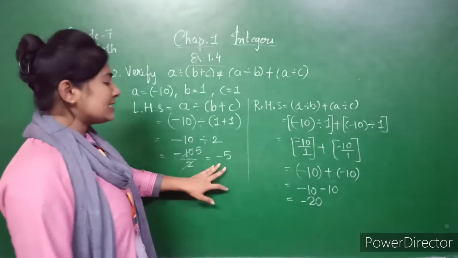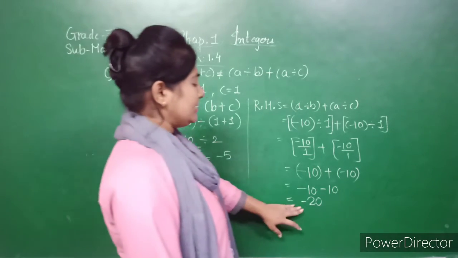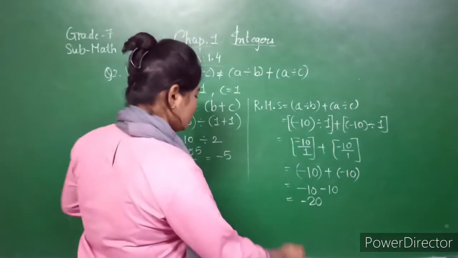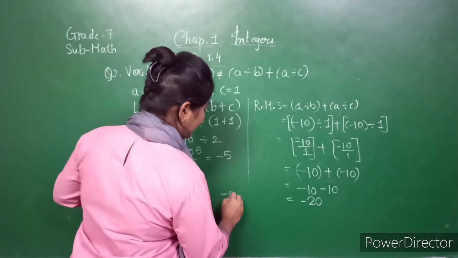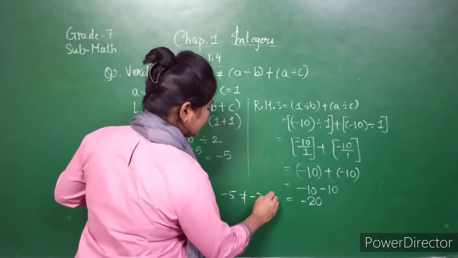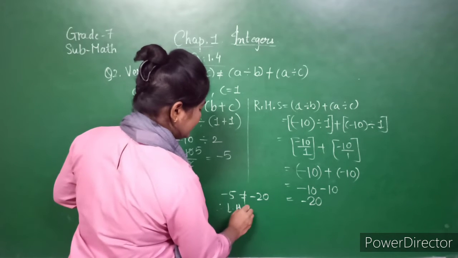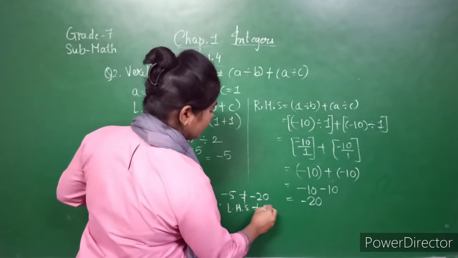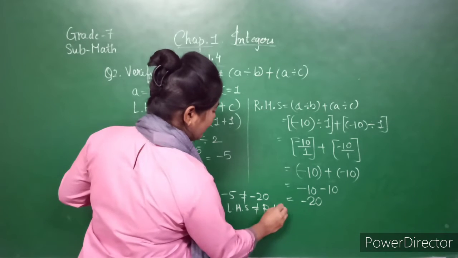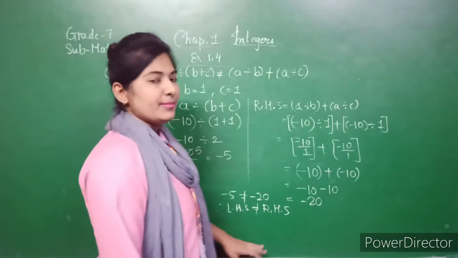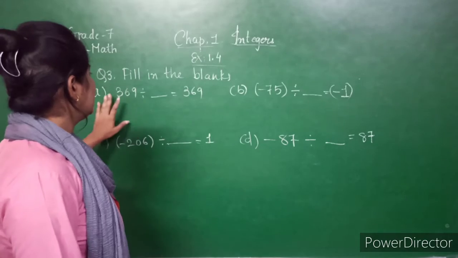And here our LHS is minus 5 and RHS is minus 20. So minus 5 is not equal to minus 20. Therefore LHS is not equal to RHS. Hence it is proved.